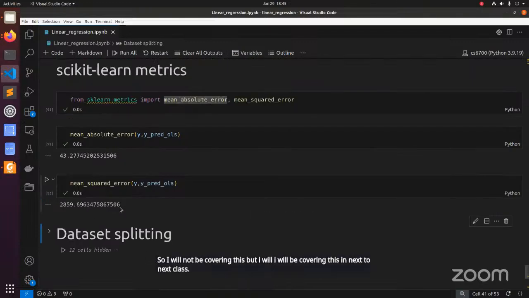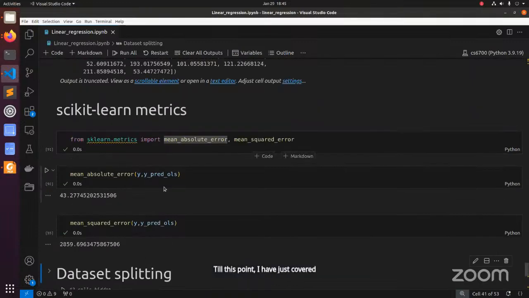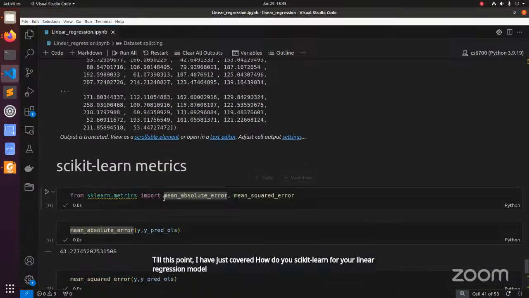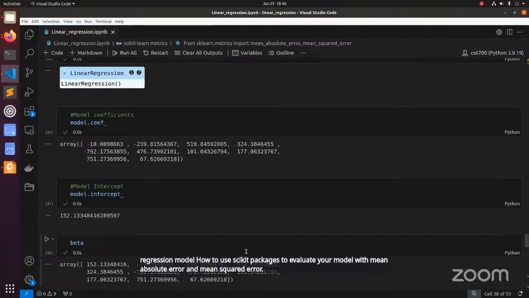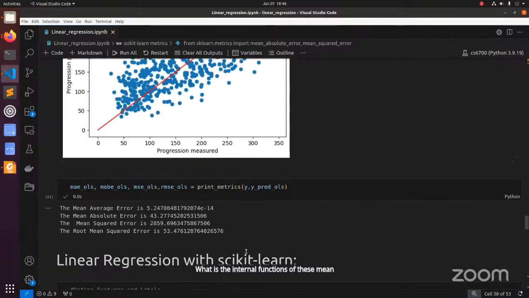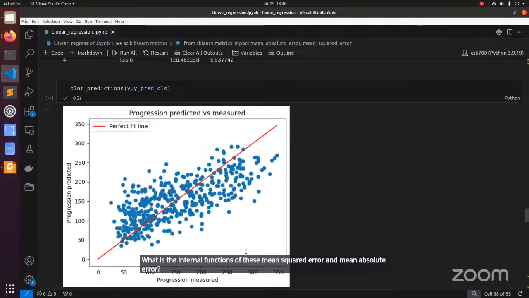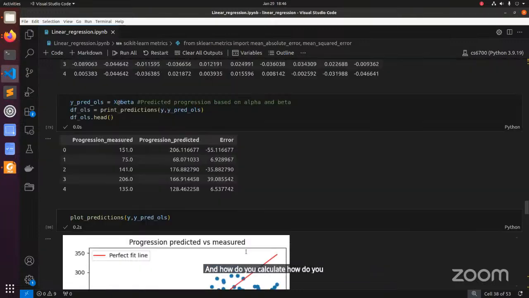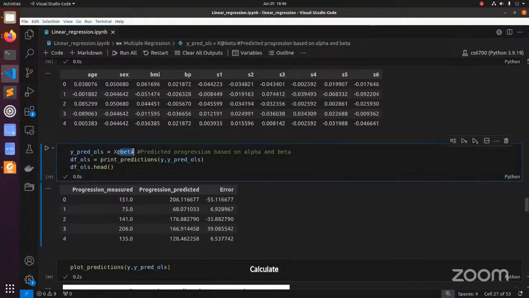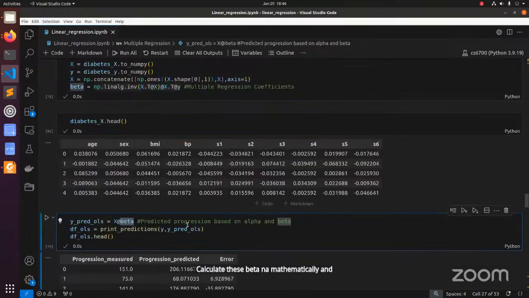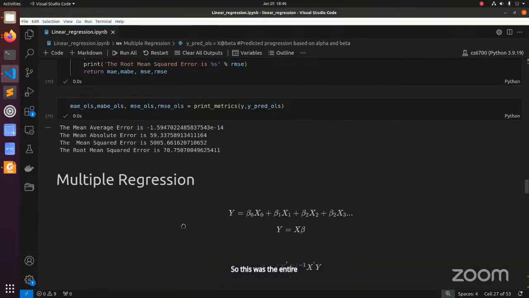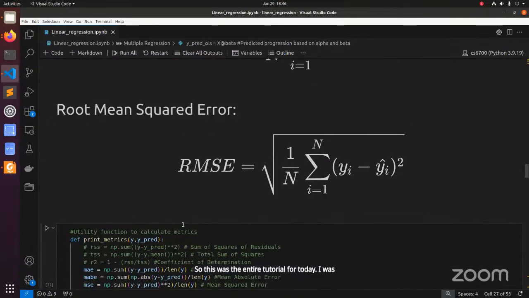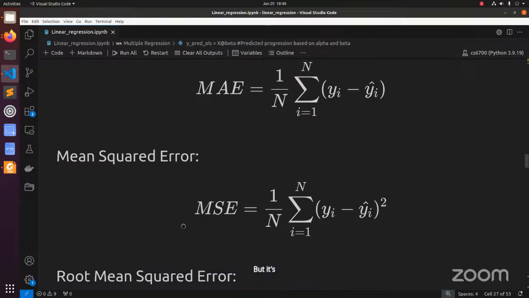Till this point, I have just covered how to use scikit-learn for your linear regression model, and how to use scikit-learn packages to evaluate your model with mean absolute error and mean squared error. What are the internal functions of mean squared error and mean absolute error, and how do you calculate them? How do you calculate these beta naught mathematically and programmatically without using the scikit-learn package tool? So this was the entire tutorial for today. I was expecting more questions though, but it's okay if everyone is able to follow, then it's nice.